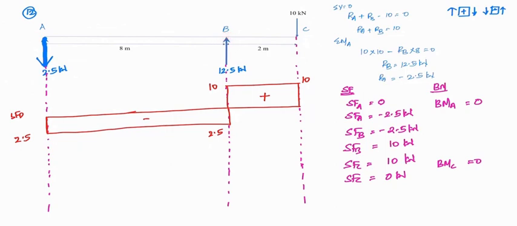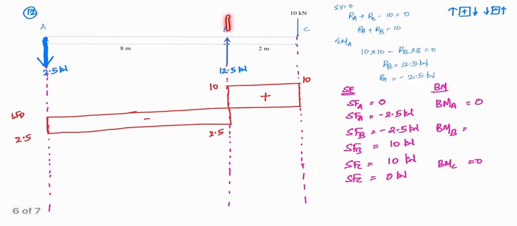That is, I need to consider a section here. I can look either to the left or I can look to the right. I'll look in either direction. You can just see whether it is correct or not. So first I'll look at the bending moment at B. You can see, I am standing here and looking towards the left. There is a 2.5 kilonewton force in the downward direction. As you know, the sign convention for bending moment, we are taking sagging as positive, and hogging as negative.